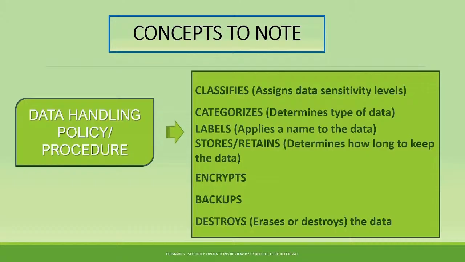Then we have policies around destroying. So we have some organizations that have a policy that after data has been used, or after a particular time, data is erased permanently or destroyed. So these are policies or procedures about data handling. An organization uses these 6 steps or 7 guidelines, so to say, in handling data. And these things form what we call the data handling policy.